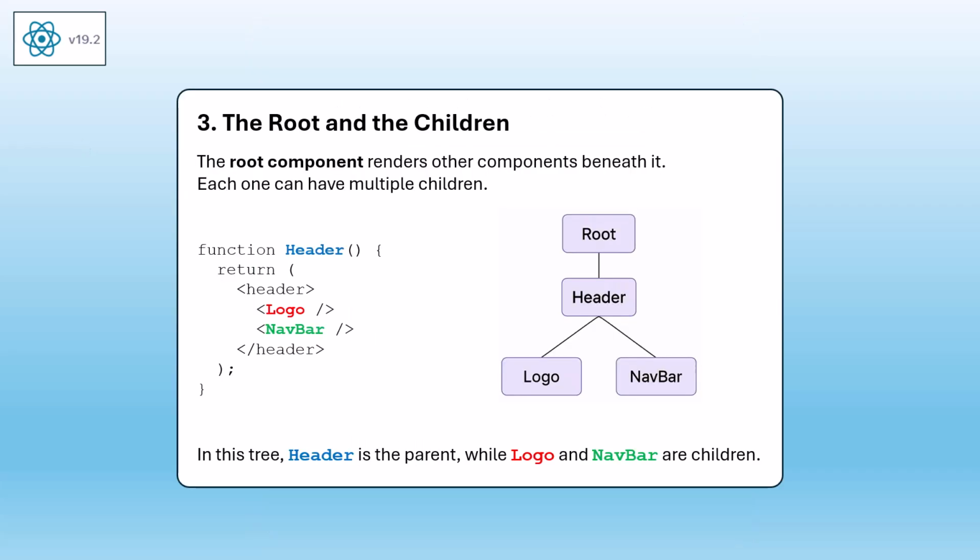3. The root and the children. At the very top of this tree sits the root component, the main entry point of your application. This root component renders other components beneath it, and those, in turn, render even more. Each component is like a parent that has one or more children. React keeps track of this entire structure in memory, which allows it to know exactly how the pieces of your application fit together. When you visualize your app as a tree, the hierarchy becomes clear: the root component at the top, followed by its children, and then their children, and so on. This helps you see not just the layout, but also how information flows through your app.